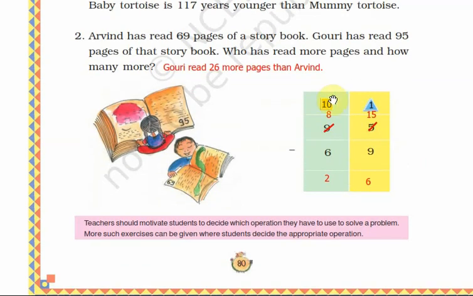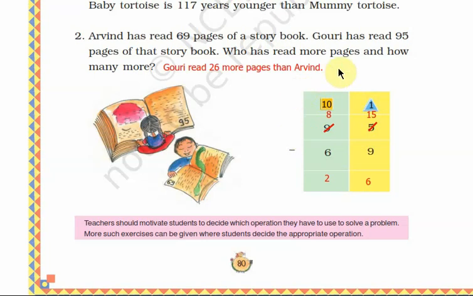Arvind had read 69 pages of a storybook. Gauri had read 95 pages of that storybook. So, here Arvind and Gauri both are reading the same storybook. Both have the same storybook and both are reading the book. And Arvind has read 69 pages. He is reading and he has completed 69 pages. Okay. And Gauri is also reading the storybook and she has completed 95 pages.